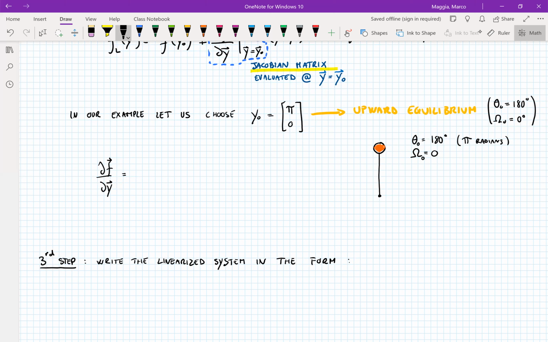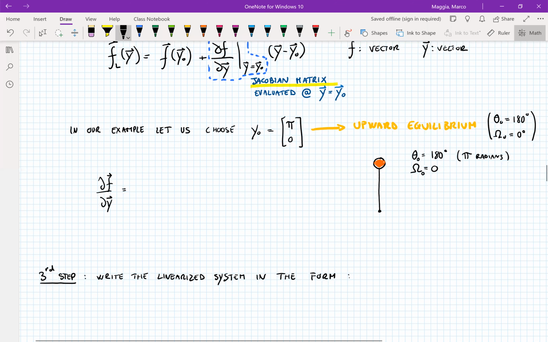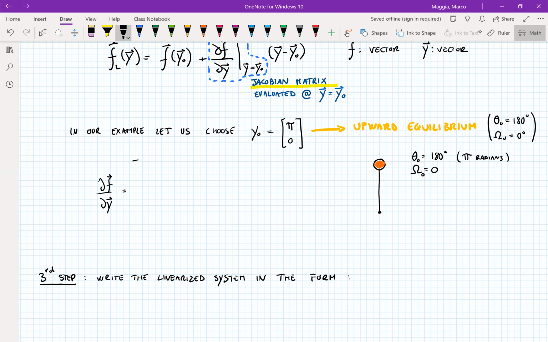Okay, so now that we have our reference position, let's find the Jacobian matrix. Its elements are all the partial derivatives of the function f with respect to all the states. So in this case, the first entry is df1/dy1, then df1/dy2, and in the second row we have df2/dy1 and df2/dy2.